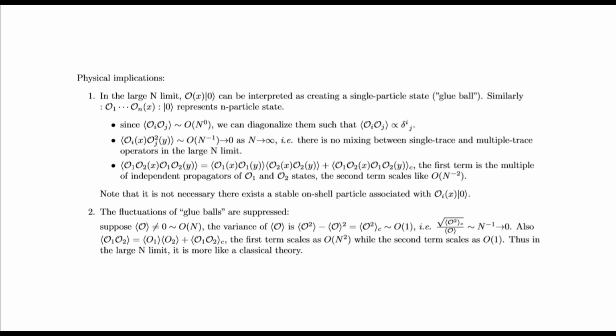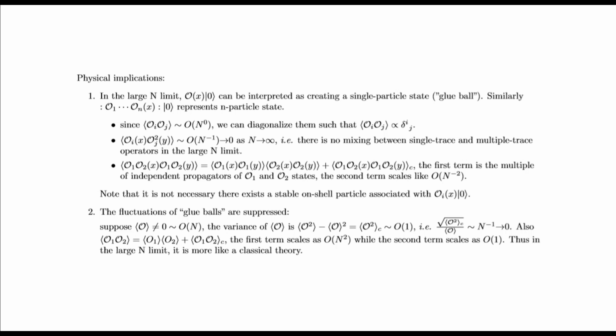Physical implications. The large N limit of O can be interpreted as creating a single particle state. Similarly, this will represent an n particle state. Since this, we can diagonalize them such that this. There is no mixing between single trace and multiple trace operators in the large N limit. The first term means the product of independent propagators of O1 and O2 states. The second term scales like this. Note that it is not necessary that there exists a stable on-shell particle associated with O_I.